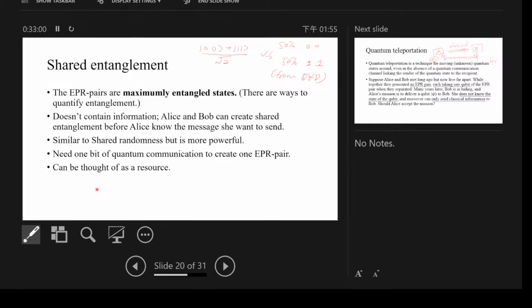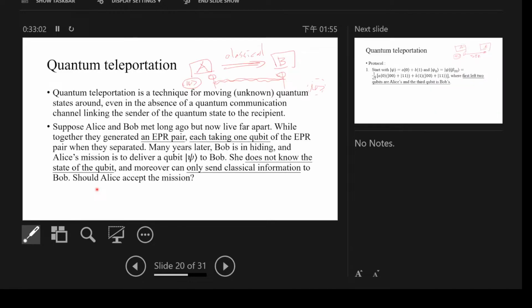Okay, then let's talk about the second protocol. The second protocol today we want to talk about is quantum teleportation. It's a bit of a weird thing, but it's a way to send quantum information by sending classical information.